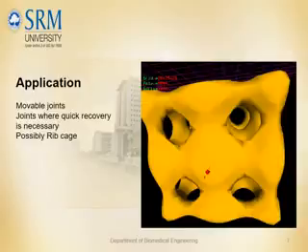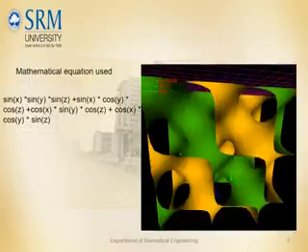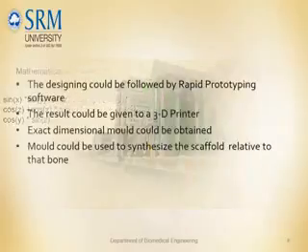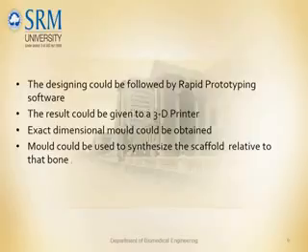Joints where quick recovery is necessary. Possibly the rib cage. The designing could be followed by rapid prototyping software. The result could be given to a 3D printer. An exact dimensional mold could be obtained. The mold could be used to synthesize the scaffold relative to that bone.